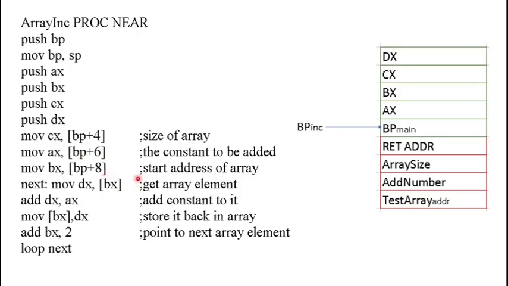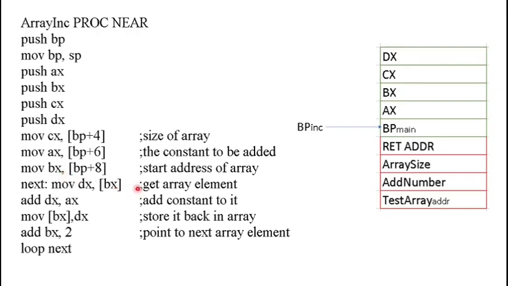Now again, if you move BP plus 8, it is 2, 4, 6 and 8, we will reach the location where the start address of the array is stored. Now these values will be moved to appropriate registers CX, AX and BX. Now we are going to proceed to our operation.